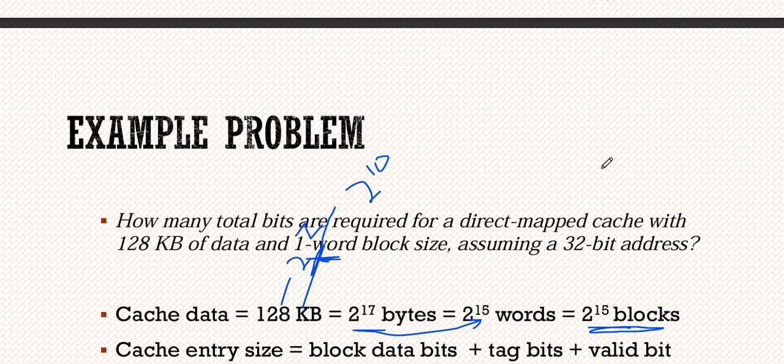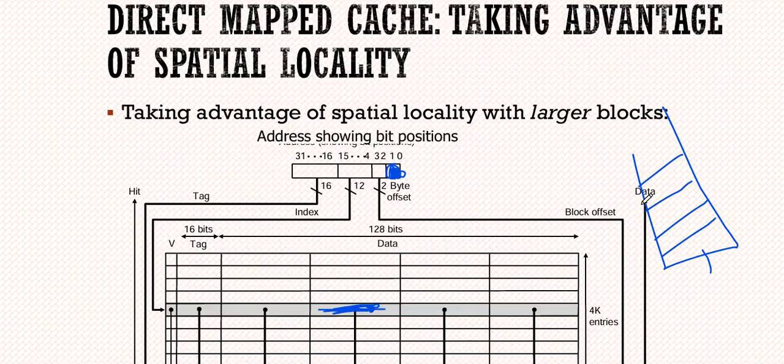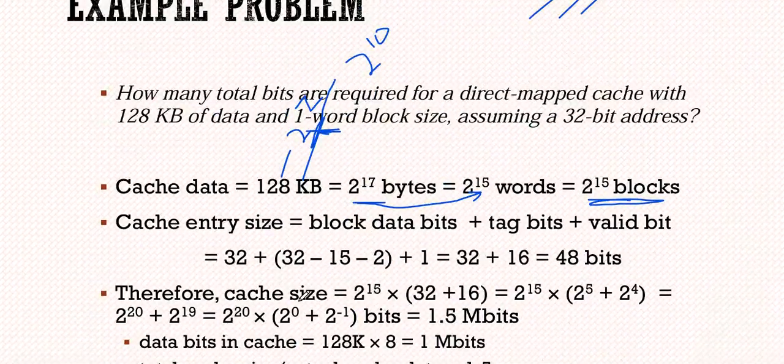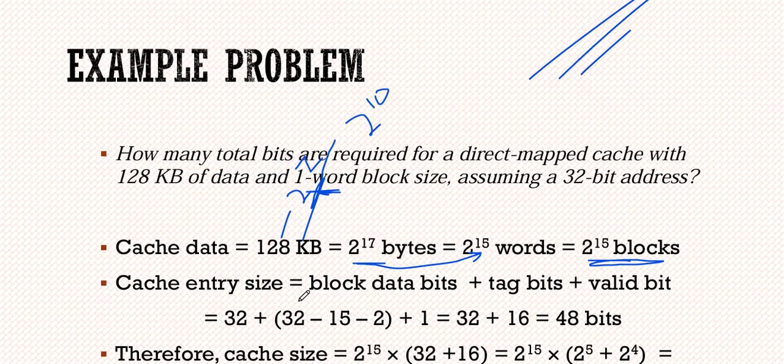So the cache has lines, one, two, up to 2 raised to the power 15. That's what that answer means. Do you understand? Okay. Then the next part is to find how many total bits are required.